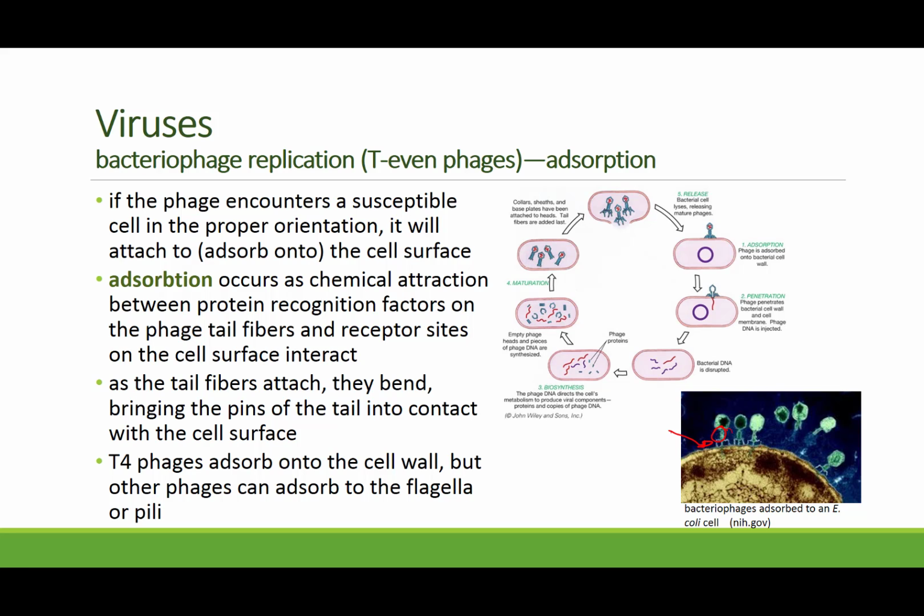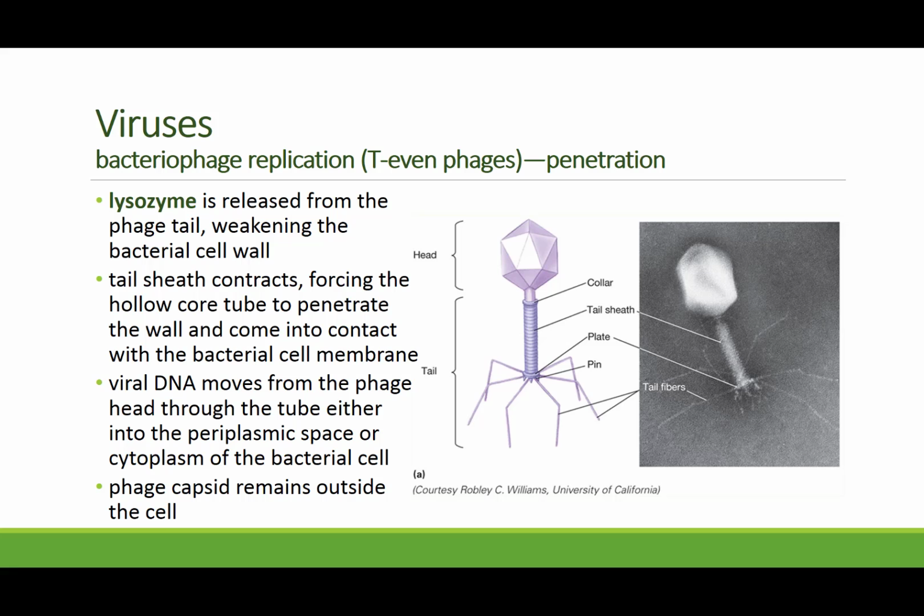So T4 phages adsorb onto the cell wall of their bacterial hosts. Other phages are capable of adsorbing to flagella or to pili. So there's a lot of different places that different bacteriophages will adsorb to. So that's adsorption. Next comes penetration.